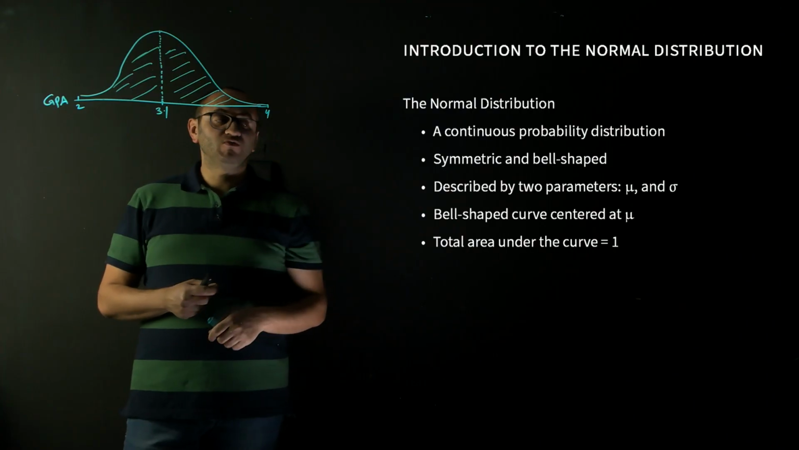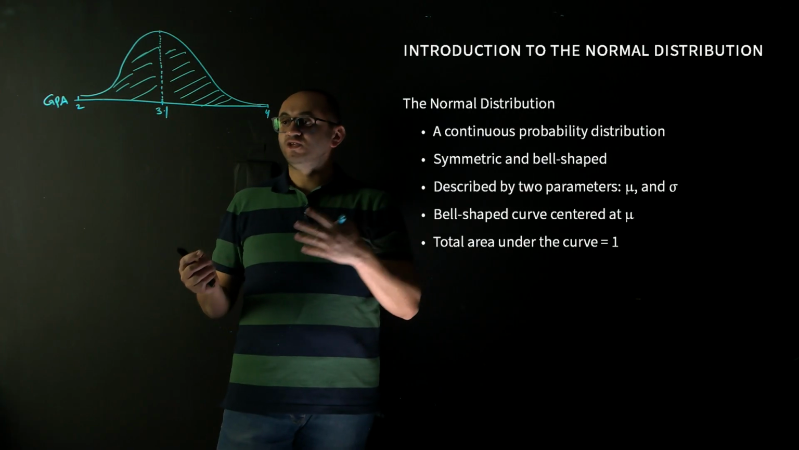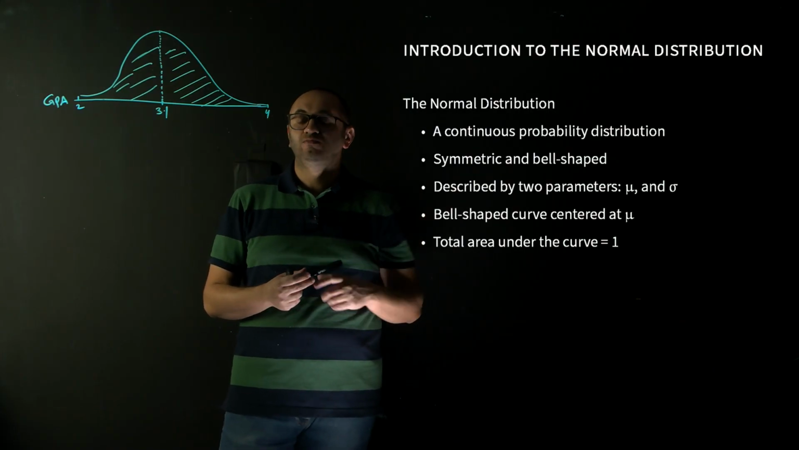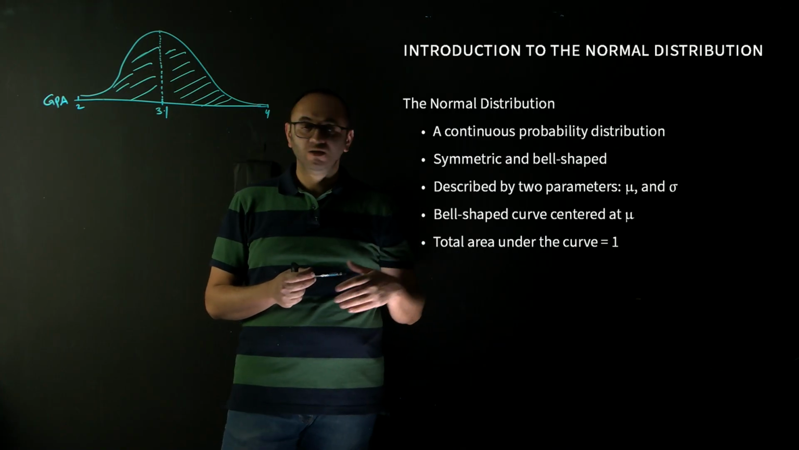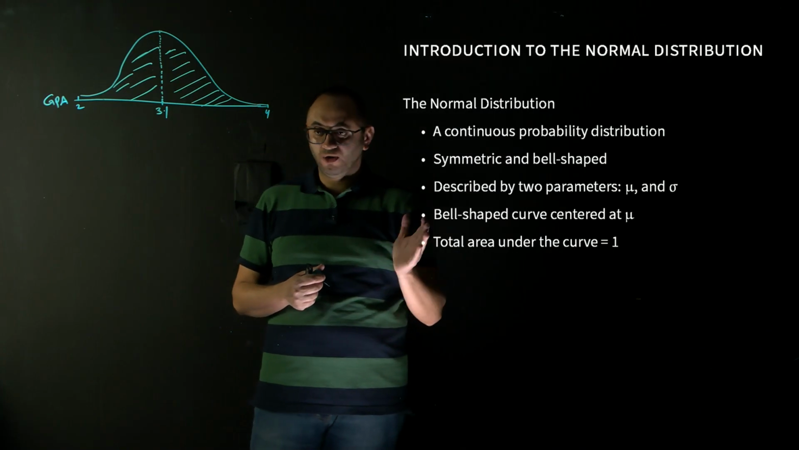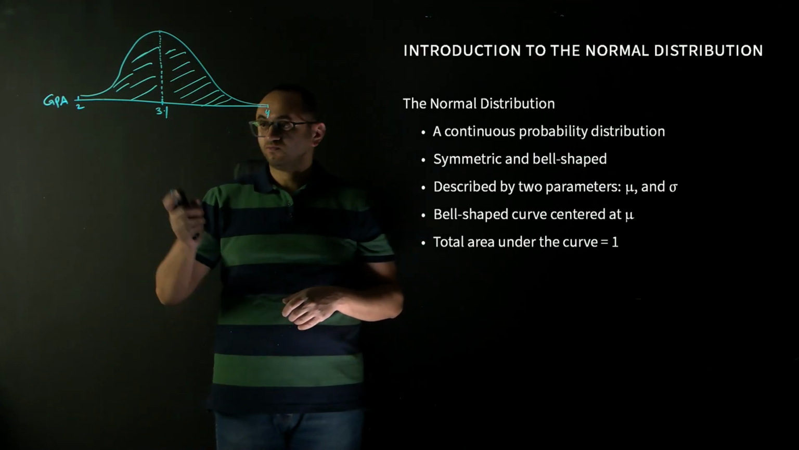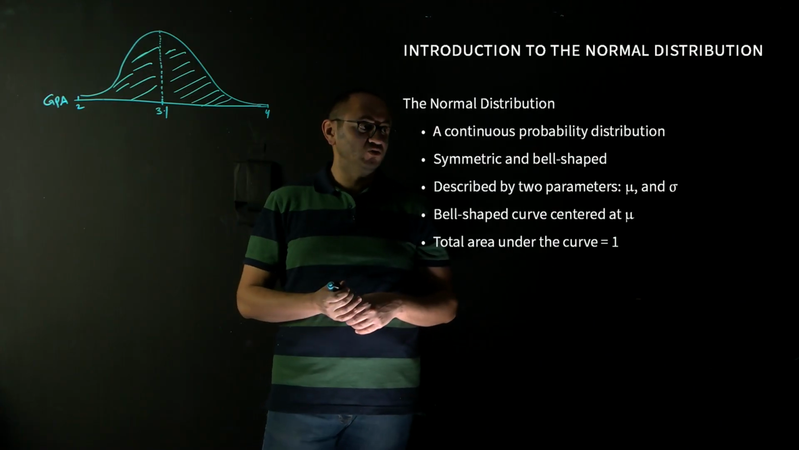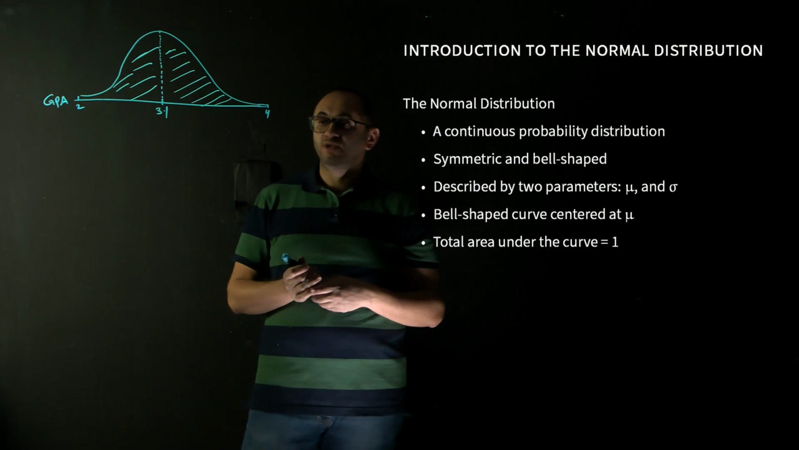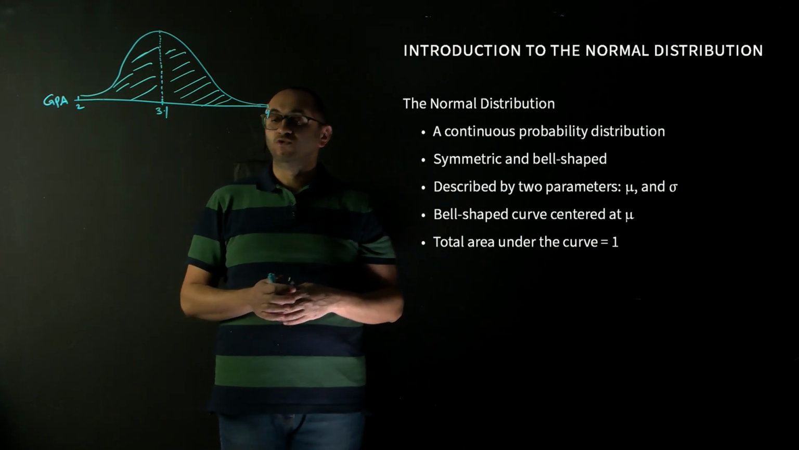The normal distribution has two parameters, the mean and the standard deviation. The mean is called mu, and sigma is called the standard deviation. Those two parameters describe the normal distribution. As I mentioned, the center is mu, and the entire area or the entire probability under the curve is 1. So those are some properties of the normal distribution.